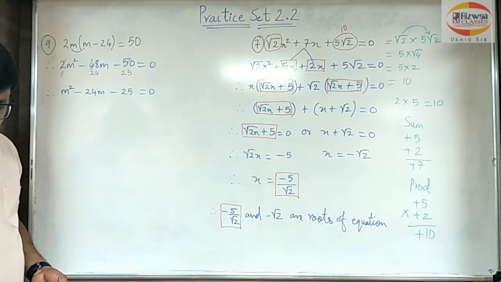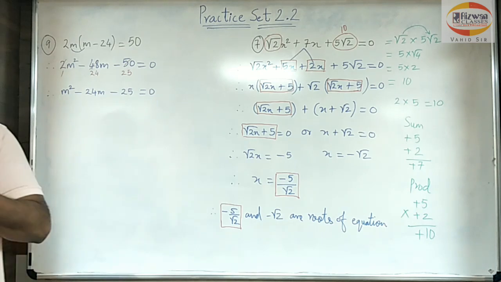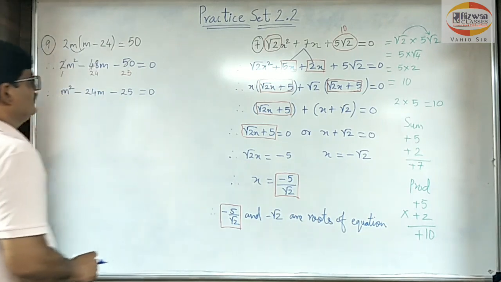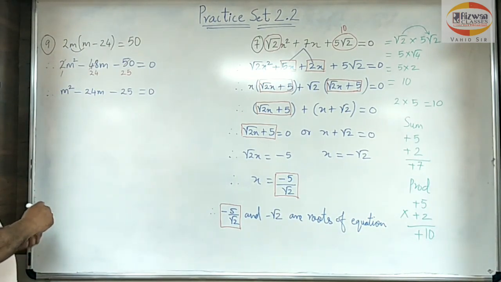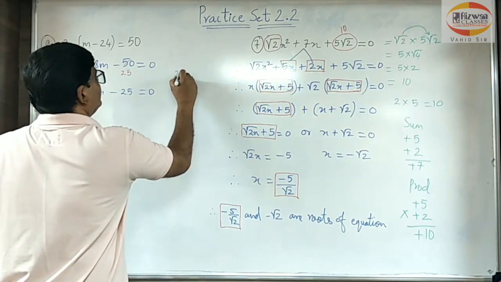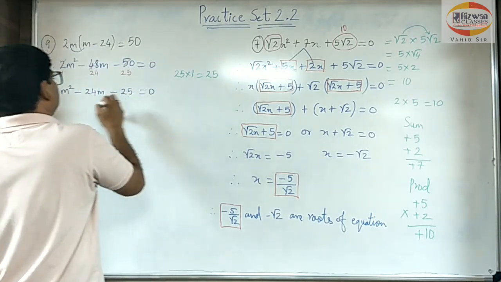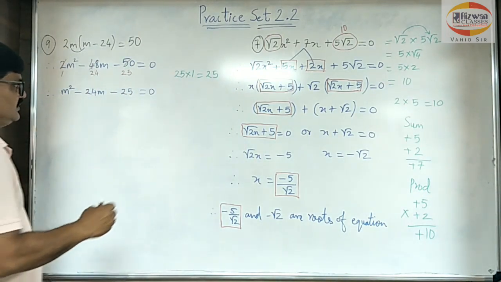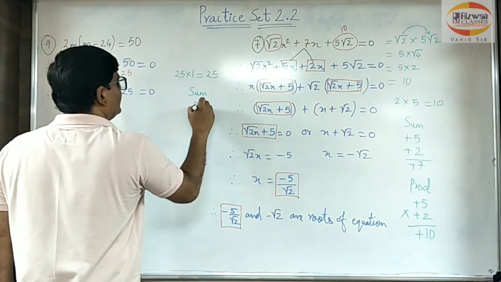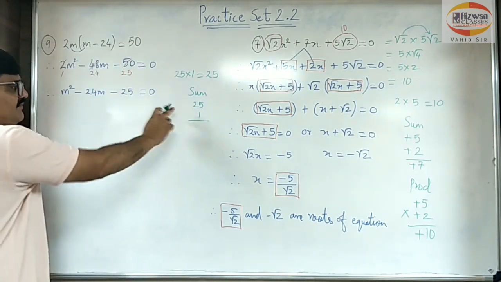Now what the factor is: when you multiply you must get 25, and when you add or subtract you must get 24. And I think there will be only one such pair. I can easily tell you that it is 25 and 1. 25 ones are 25, and if I subtract, you will be getting 24. So the sum is 25 and 1. Should I add this? I'll get 26. Should I subtract this? Naturally, I have to subtract this.